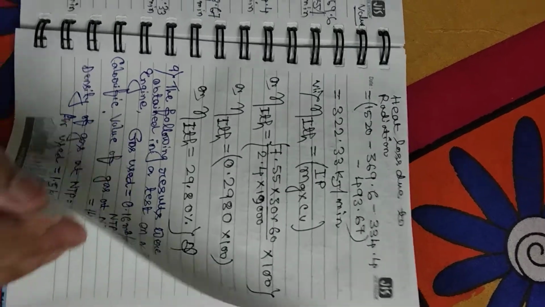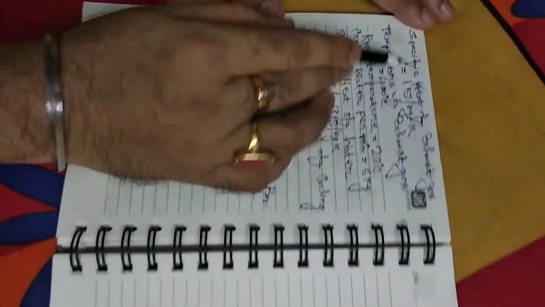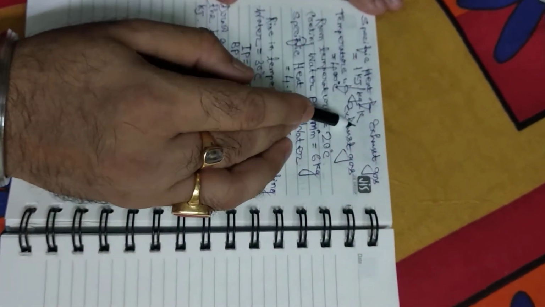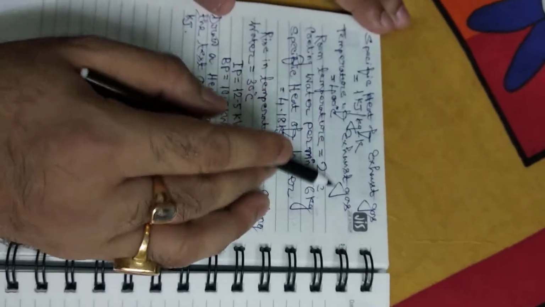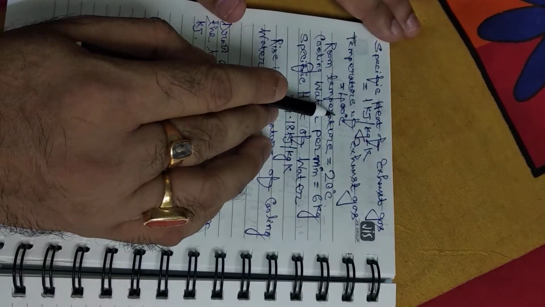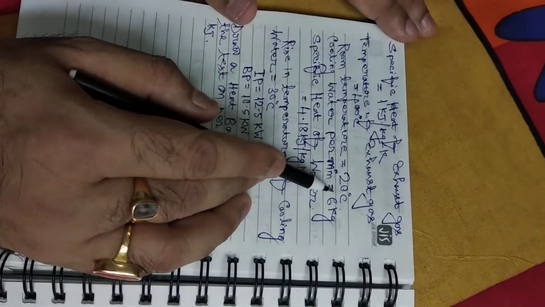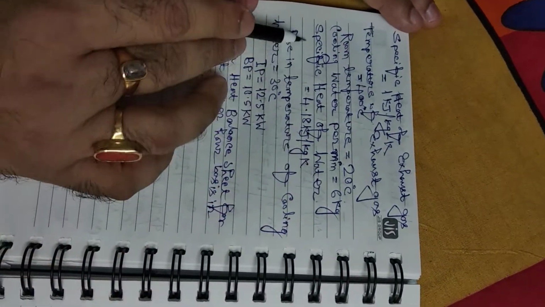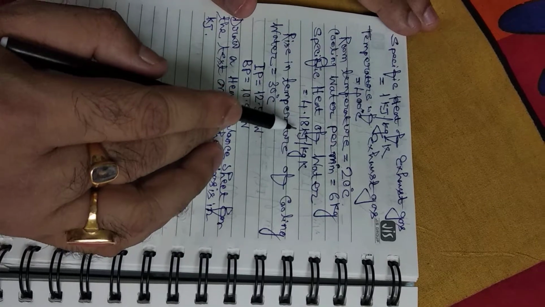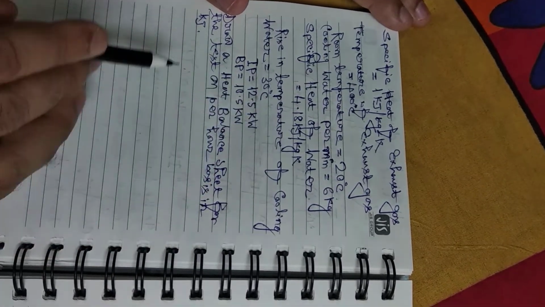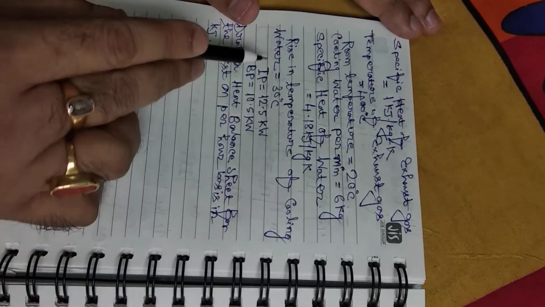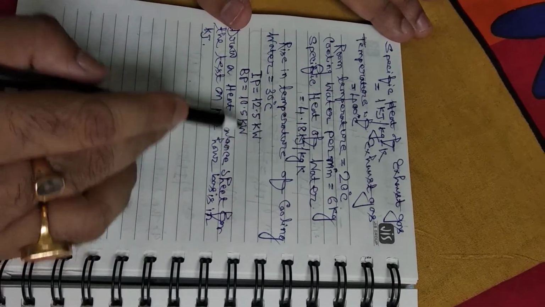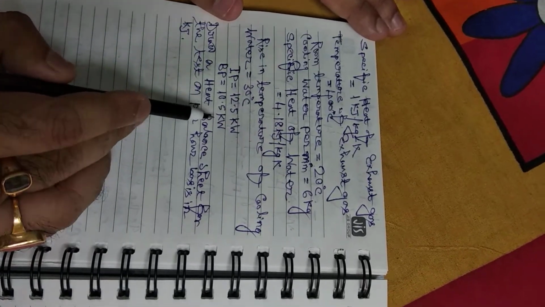Specific heat of exhaust gas is 1 kilojoule per kg Kelvin. Temperature of exhaust gas is 400 degrees centigrade. Room temperature is 20 degrees centigrade. Cooling water per minute is 6 kg. Specific heat of water is 4.1 kilojoule per kg Kelvin. Rise in temperature of cooling water is 30 degrees centigrade. Indicated power is 12.5 kilowatt. Brake power is 10.5 kilowatt.